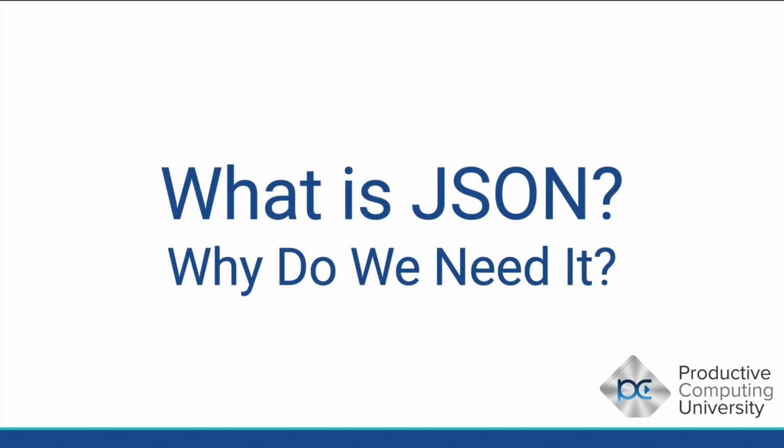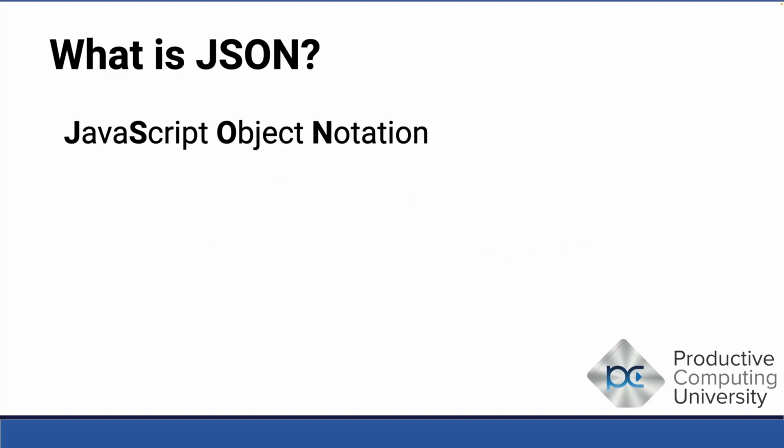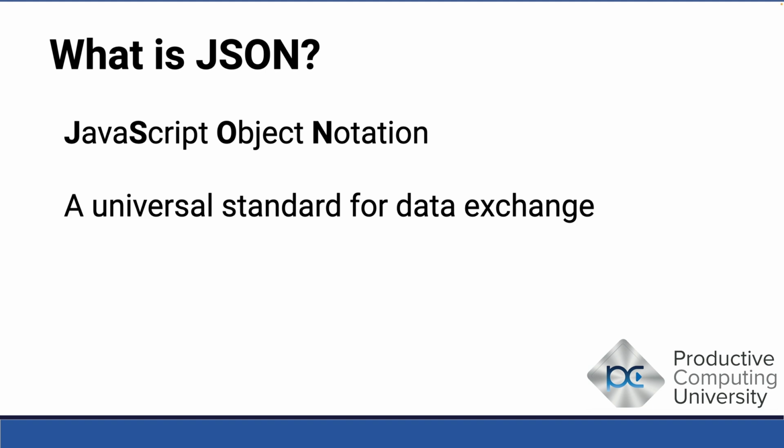So in this lesson, we learn what is JSON and why do we need it. So first, what is it? Well, technically speaking, it stands for JavaScript Object Notation, and it is a format that comes from the world of JavaScript, but it's not limited to JavaScript. It's truly universal. In fact, I think of this as a universal standard for data exchange.